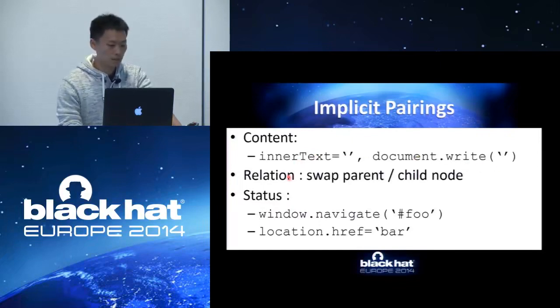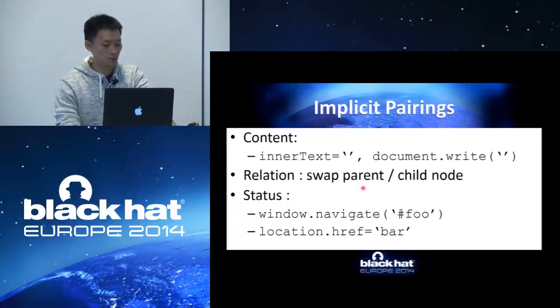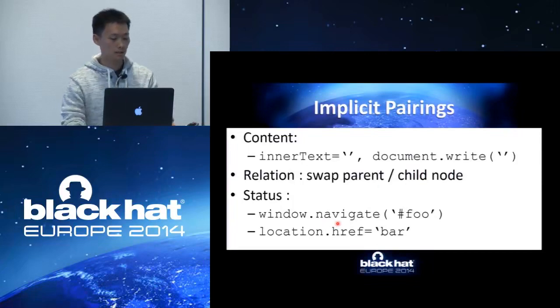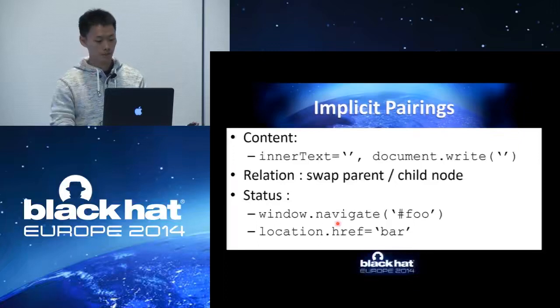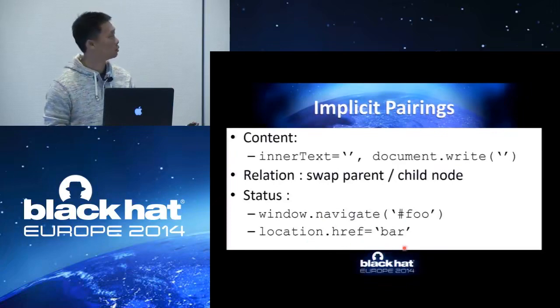Another implicit pairing is manipulating the DOM relation, like we can swap the parent node and child node. We can append a node, apply an element, remove a child. There are many things we can do. Or we can change the web page status. We can navigate from page A to page B, use window.navigate with a URL, or use location.href to go to another page.